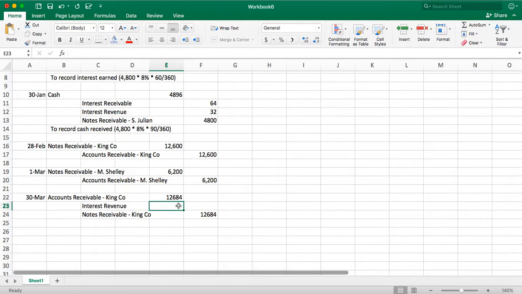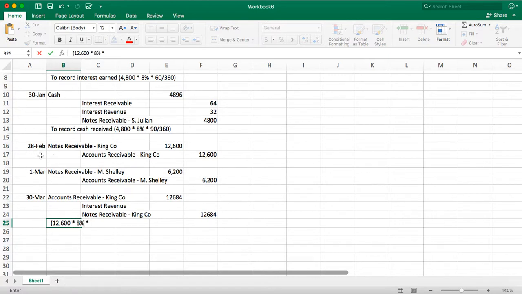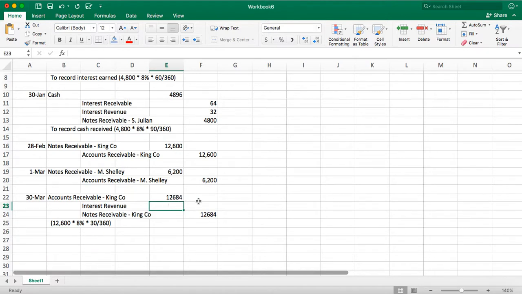Now the interest that was accrued on that, and I'll go ahead and show that calculation here. The interest was the $12,600 times the 8% times, and we did this back on February 28th. So it's 30 of 360 days. It's 1 month's worth of interest, and that amount right there would be $84. So this would actually be the $12,600, the original amount of the note right here that we had. So that's what happens when it's been dishonored.